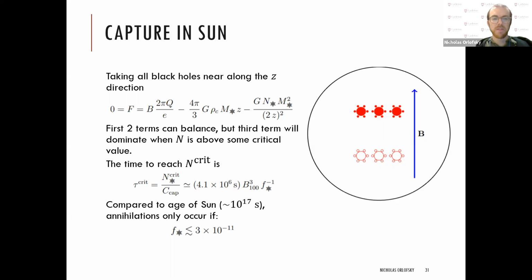So we can write down this force balance equation. You can write down the repulsion due to the constant B field, the attraction due to the gravitational force from the solar material, and then also the attraction from the monopoles to the antimonopoles. And this is actually just twice the gravitational attraction, again, just because the magnetic force between two oppositely charged magnetic black holes is approximately equal to the gravitational force.